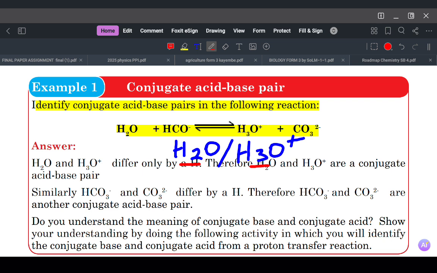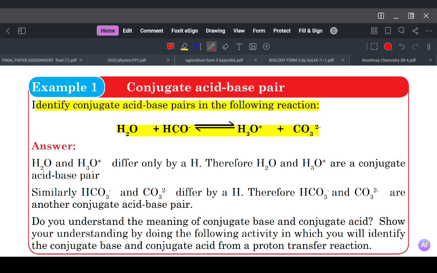How can you tell that the given species are conjugate acid-base pairs? Just look at their number of hydrogen atoms. All right, take note that the rest of the atoms are basically the same. The oxygen atoms are present in each one of them, but their difference is in the number of hydrogen atoms. Therefore, in this case, water and the hydronium ion will form a conjugate acid-base pair. The two are a pair, the conjugate acid-base pair.